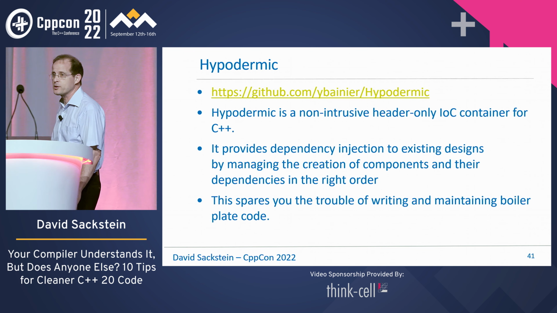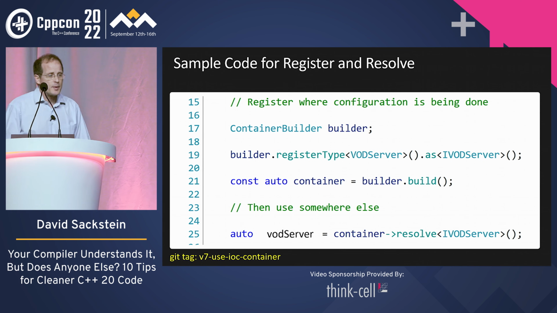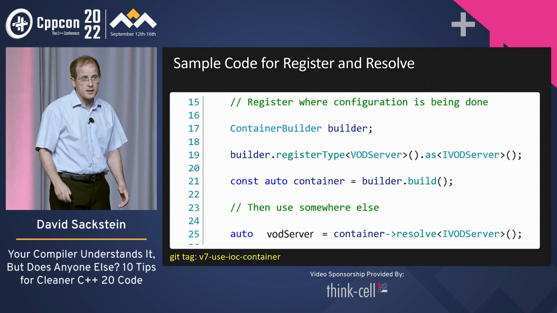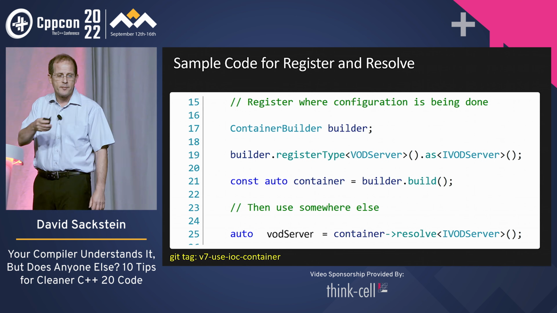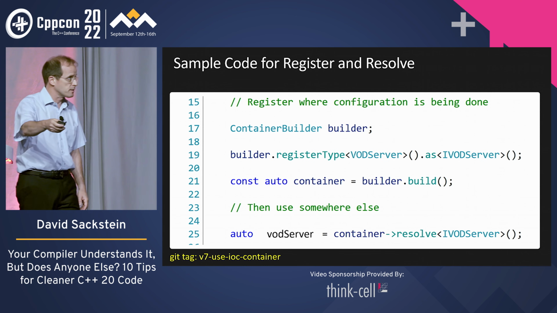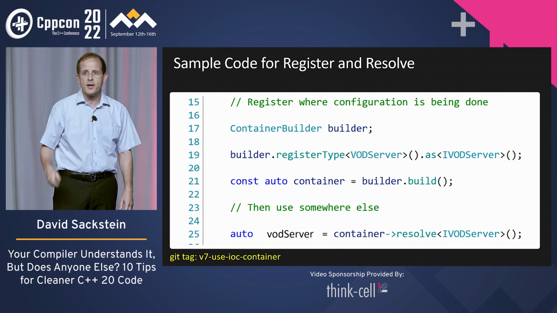So I've implemented this. I've used it in the application. It's being used in the test part of the application. Typically, this is the kind of code that you'll write. You'll instantiate a builder object, and you'll register your types. So it's quite fluent. You see, I'm registering a VOD server as the implementation of an IVOD server. So every time I request an IVOD server from the container, it will just spin up a VOD server and give it to me.